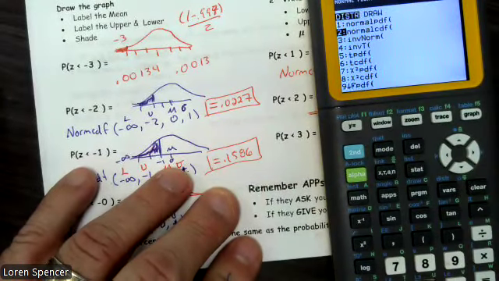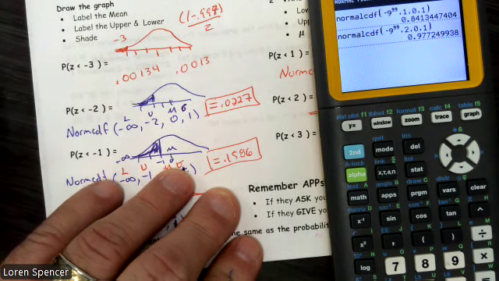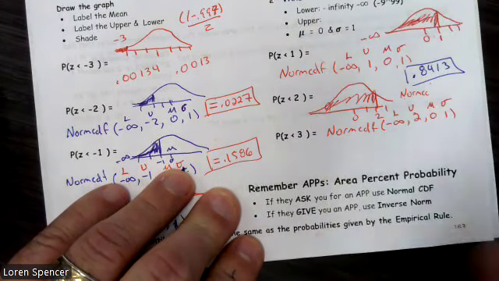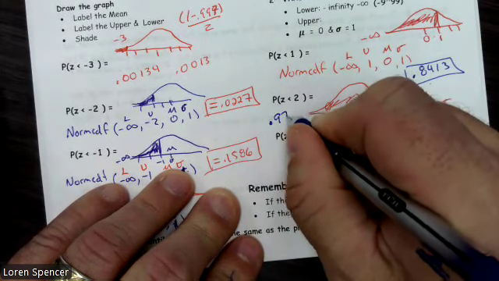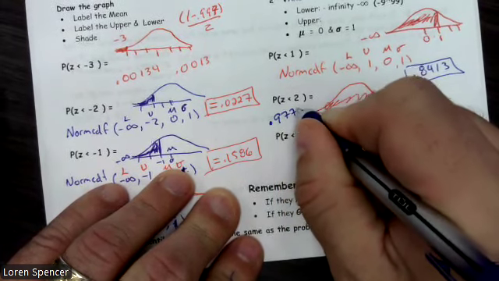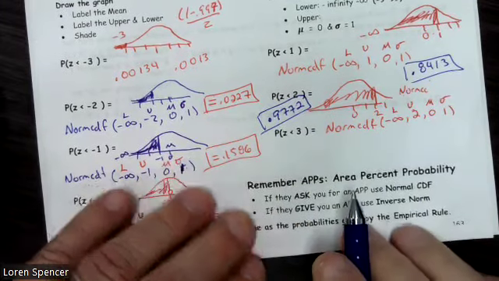Second vars, norm CDF, lower, upper, mean, standard deviation. We get 0.977. So about 97% is below it. I'm going to box it over here, 0.9772. So you're almost at the 98th percentile, not quite, but almost there.